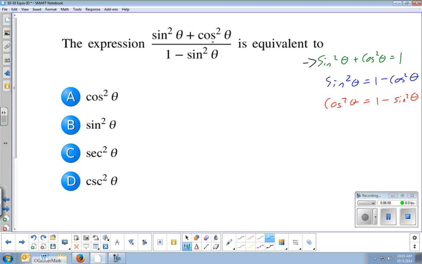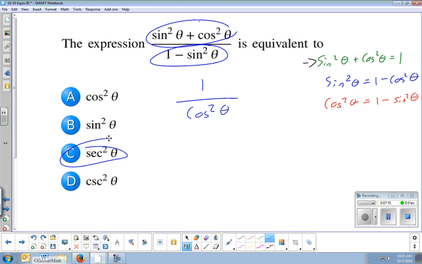So in a problem like this, what I see on top, sine squared plus cosine squared, that's just 1. And 1 minus sine squared is cosine squared. And 1 over cosine is secant. Well, 1 over cosine squared is secant squared. And so that's it. They're actually easy problems. If you know these, you just need to know them.